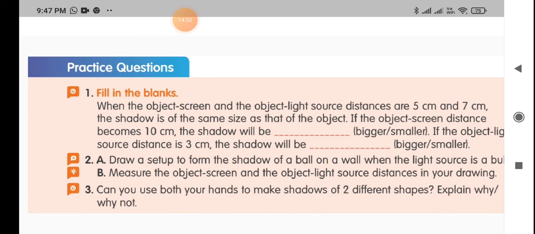Understood, children? So nicely read 14.4 from your textbook and answer these questions from page number 40 from your workbook and also from your content book.